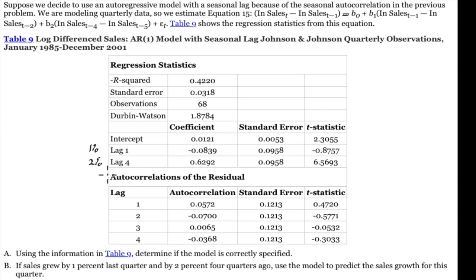So let's just use a hypothetical example. Let's say sales were $8,500 and they grew 2% to $8,670. Well, there's sales. What we want to do is take the log of sales, and since we're dealing with first differences, we want to subtract. So if we took the log of 8670 minus the log of 8500, we would get 0.0198.